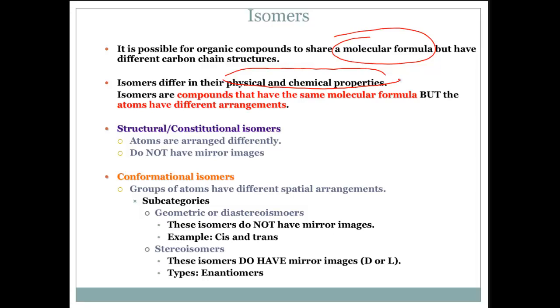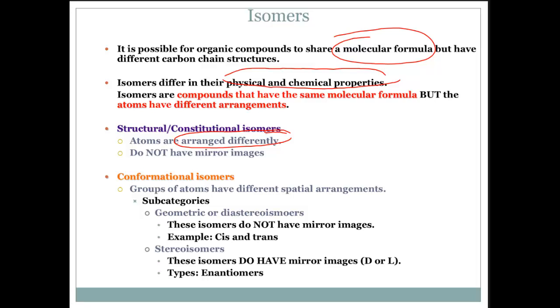There are structural and constitutional isomers, which means that the atoms are arranged differently, but do not have a mirror image. And I realize you're confused by the idea of a mirror image right now, but we'll discuss those further on in the tutorial.